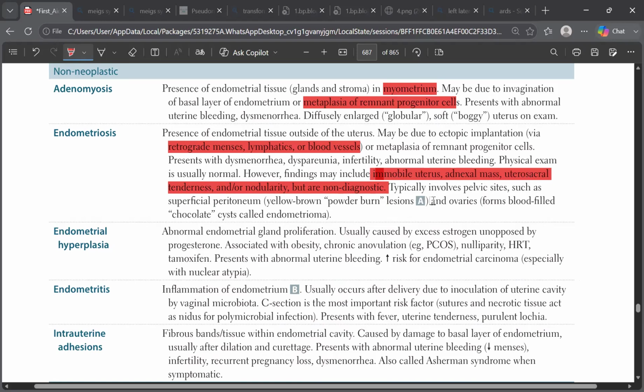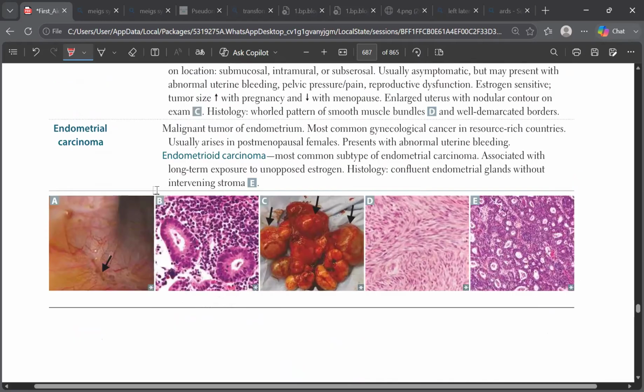It typically involves pelvic sites such as the superficial peritoneum, with yellow-brown powder-burn lesions, and ovaries form blood-filled chocolate cysts called endometrioma. So when the endometrial tissue goes to implant on the ovaries and there's continuous shedding of the endometrium, it forms blood-filled chocolate cysts, which are called endometrioma, on the ovaries. And in the superficial peritoneum and pelvic sites, it causes yellow-brown powder-burn lesions. So these are the yellow-brown powder-burn lesions that are very characteristic of endometriosis.